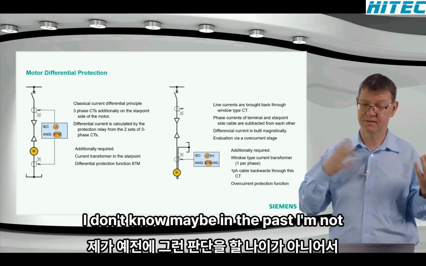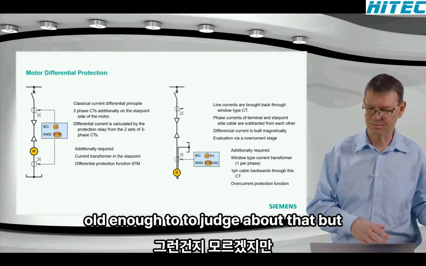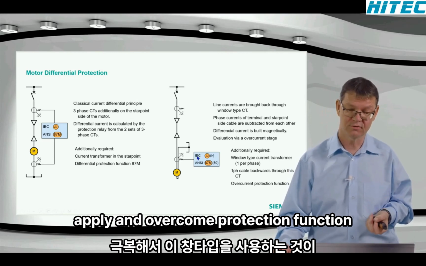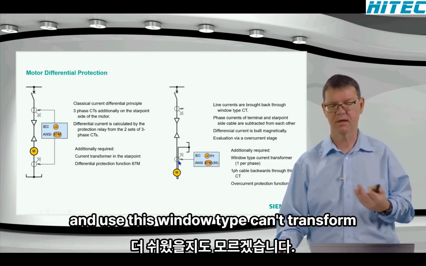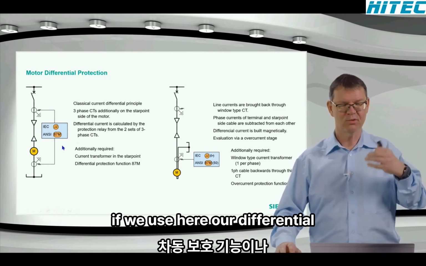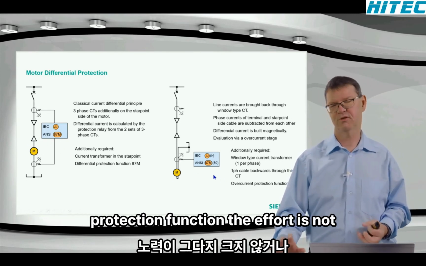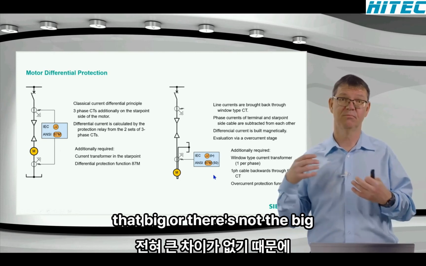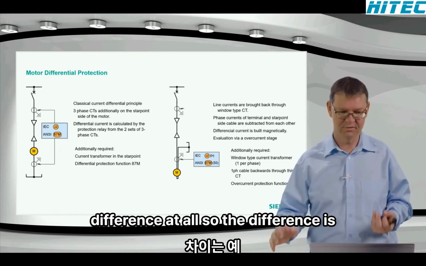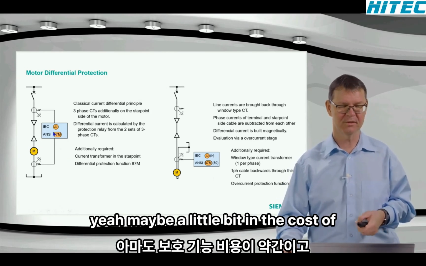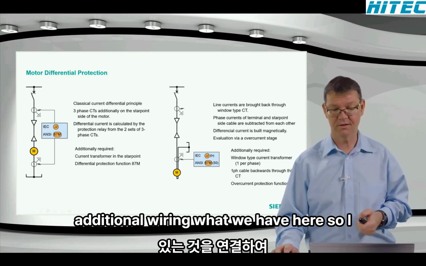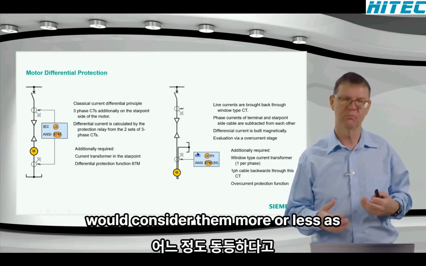I don't know, maybe in the past, I'm not old enough to judge about that, but maybe in the past it was easier to just apply an overcurrent protection function and use this window type current transformer. Nowadays, if we use here our differential protection function or the overcurrent protection function, the effort is not that big, or there's not a big difference at all. So the difference is maybe a little bit in the cost of the protection function and the additional wiring we have here. So I would consider them more or less as equal here.